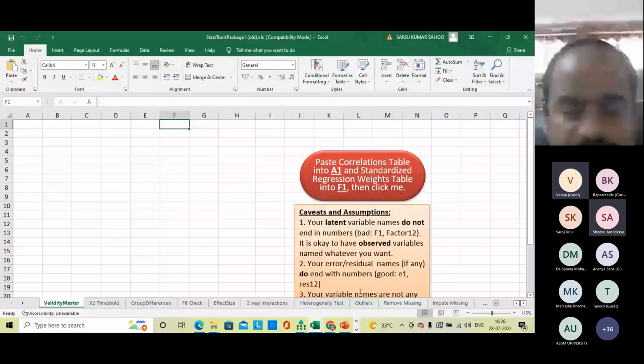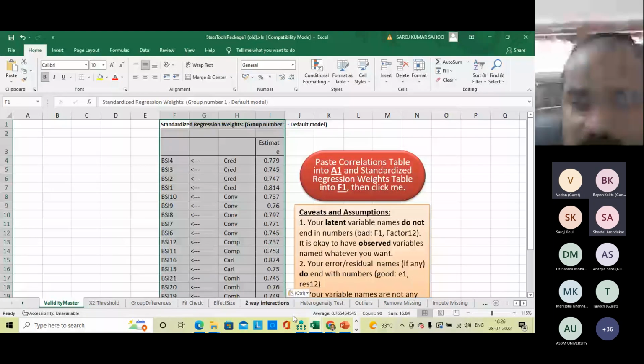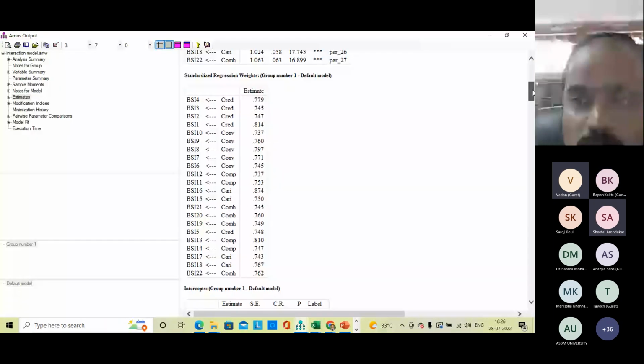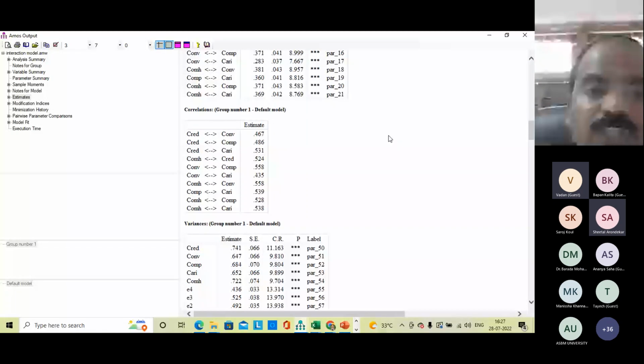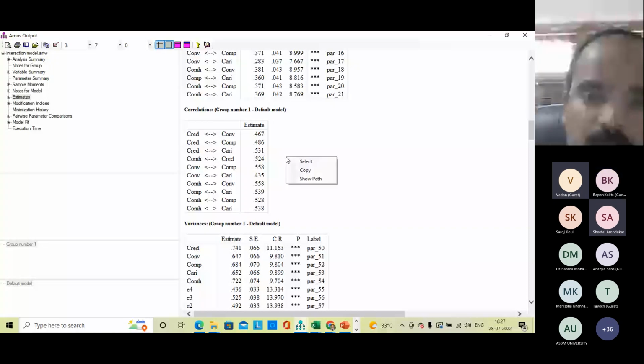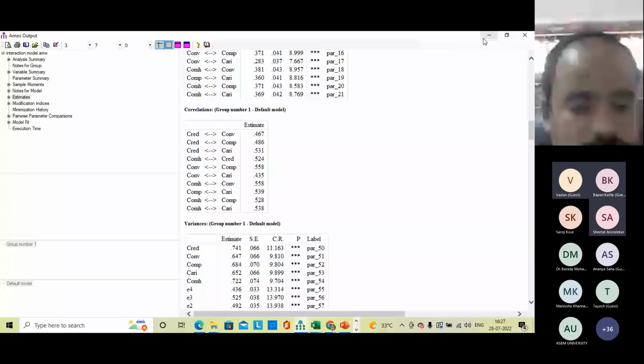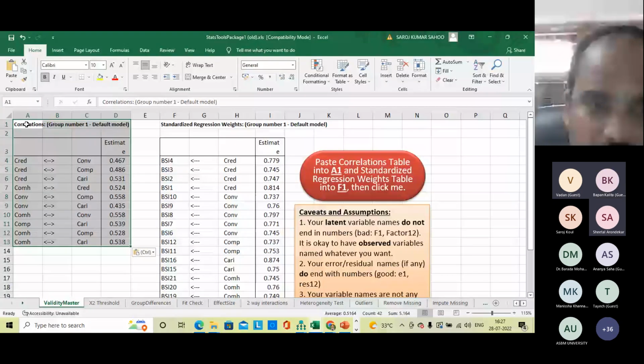Paste it. Done or not? Yes, sir. Done. Then go to the correlation table. Correlation table of AMOS output. Then copy it, then paste it on A1. Done. Are you done or not? Yes, sir. Then come to the right hand side. Click me. Yes, click, sir. Done.